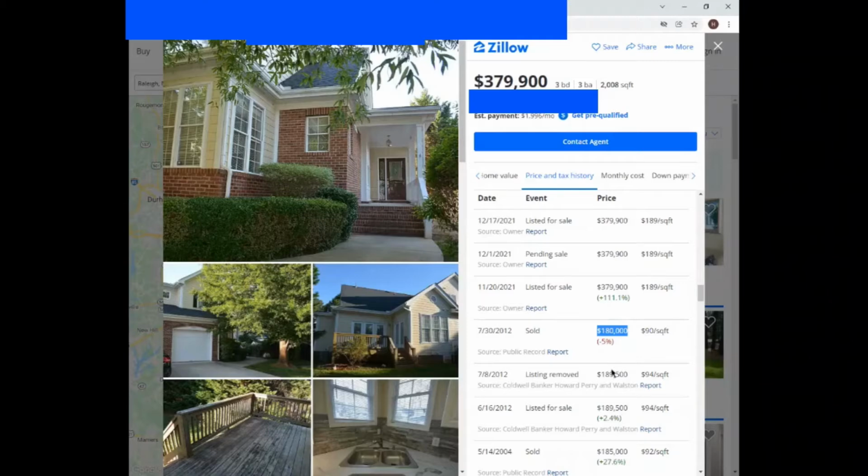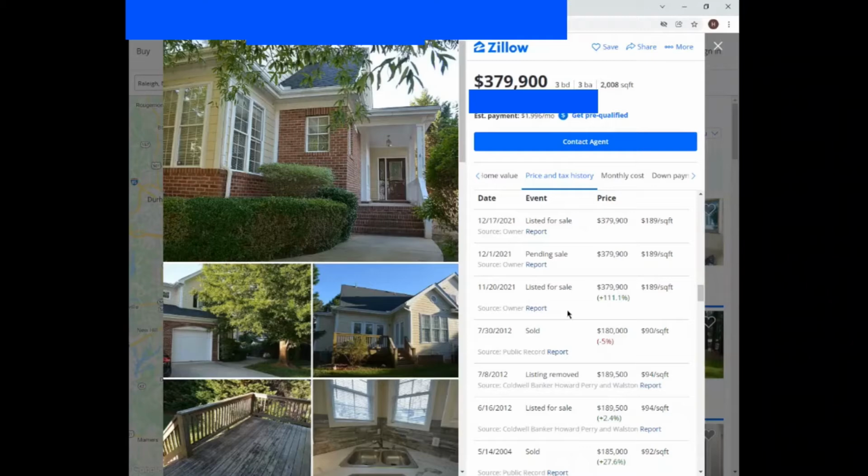What do I mean by that? It means that because the market is so good right now and so strong, they can list it at a price that's considerably higher than what they paid for it. And as you can see, they listed it for sale in November of last year for just under $380,000. That's more than double of what they paid for it. So they've got good margins. They might have some flexibility with their price.